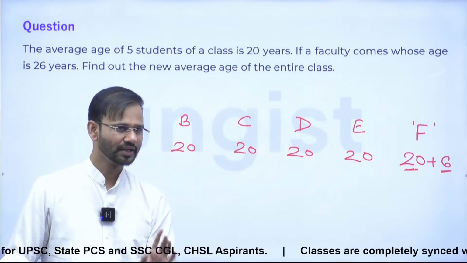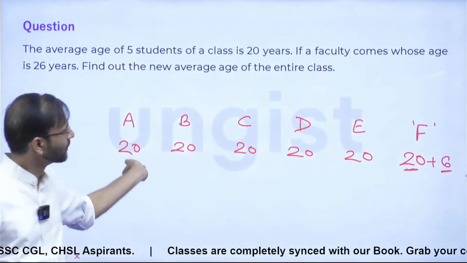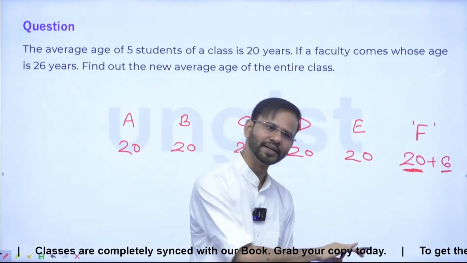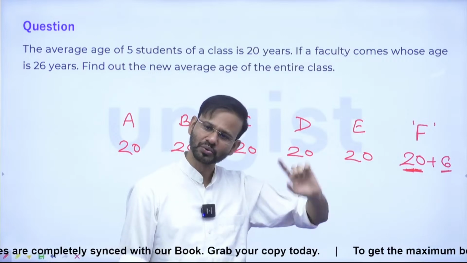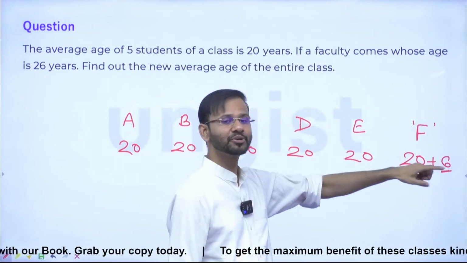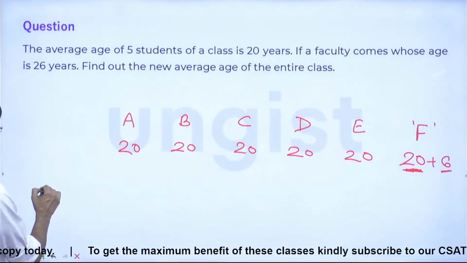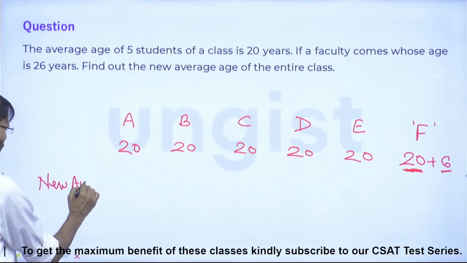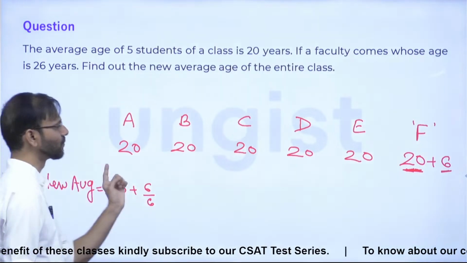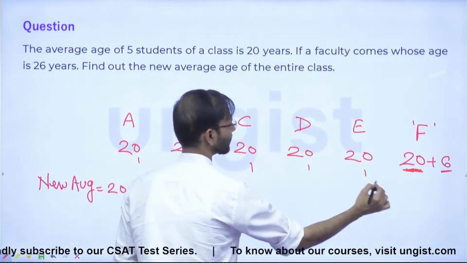Clear everyone? Now this contribution will be equally distributed among all the members of the group, including the new entrant. It means the faculty has his own 20 and he has 6 more to distribute among the group. Now this 6 will be distributed among how many candidates? 6. So the new average will be 20 plus 6 divided by 6. I mean everyone will be getting 1, 1, 1, 1, 1, and this is also 1.